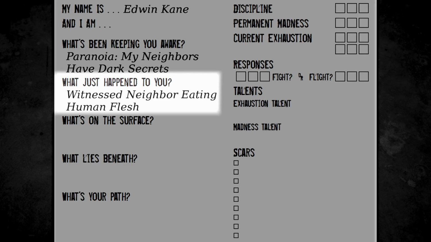For Edwin Kane, what just happened was his fears of his neighbors were proven correct, as he witnessed one drag a body into his house and begin to devour it. Naturally, this moment of fears confirmed was a suitable moment of stress, and enough to draw in the Mad City.